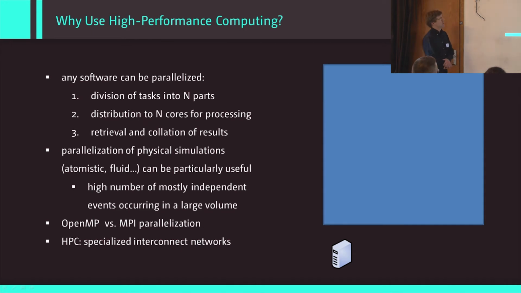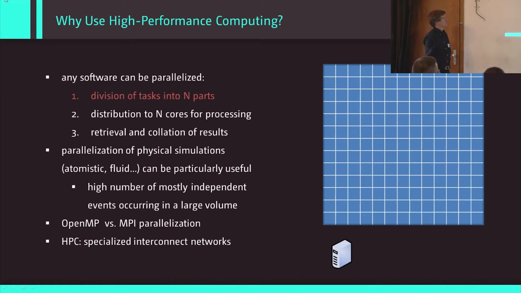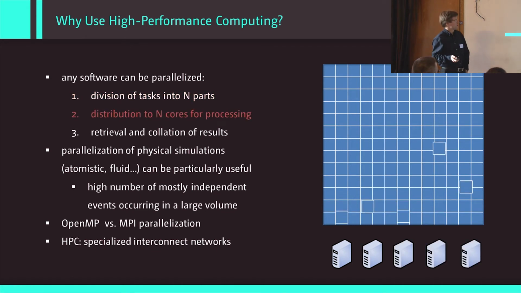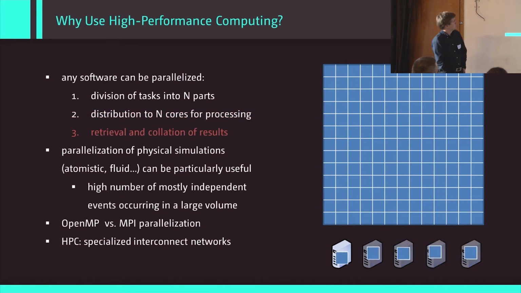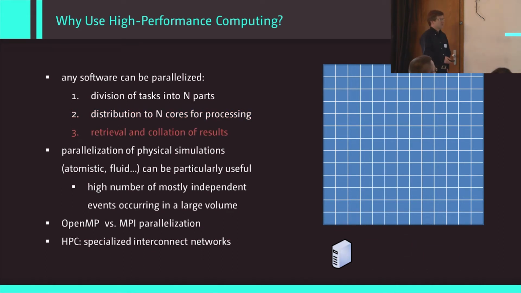So, why would we want to use high-performance computing? I'm sure you've all heard of parallelization. That is when we take a single task, like this big blue block here, and we try to run it on one computer and see that it's way too big for this single computer. So what we can do is divide it into n parts, and then distribute it to n cores for processing. Let's add some more. And we see that they fit nicely into the computers. And then after it's all done, we just take the results back and collate them.